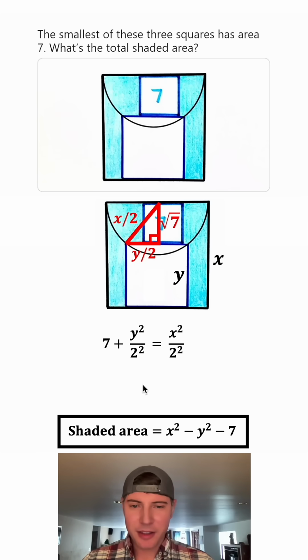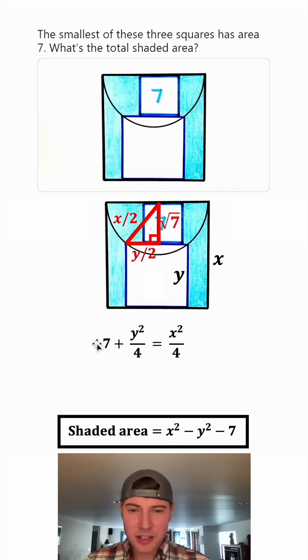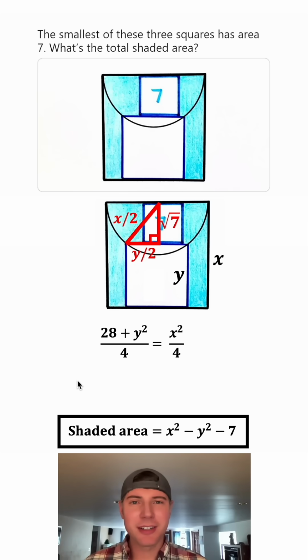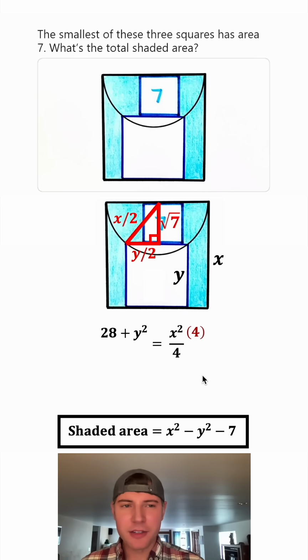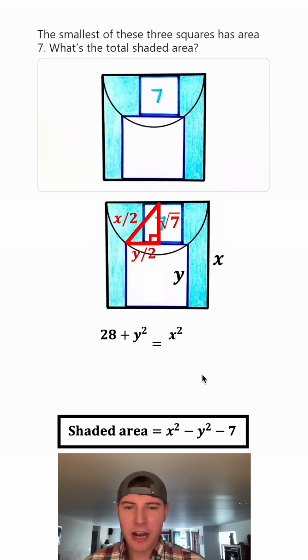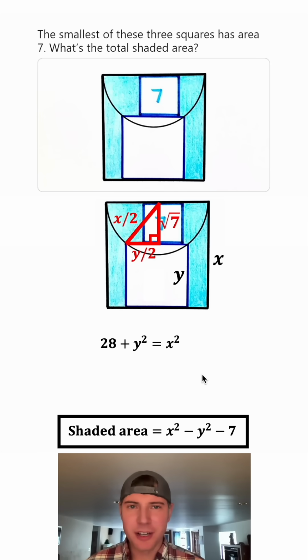And then let's simplify this. 2 squared is equal to 4. 2 squared is equal to 4. And let's give this 7 a common denominator. 7 is going to be the same thing as 28/4. And now that these have the same denominator, we can write them as a single fraction. 28 plus y squared over 4. Next, I don't really like fractions, so let's get rid of this denominator. We can multiply both sides of the equation by 4. This 4 and this 4 will cancel each other out, and this 4 and this 4 will cancel each other out. So now we have 28 plus y squared is equal to x squared.